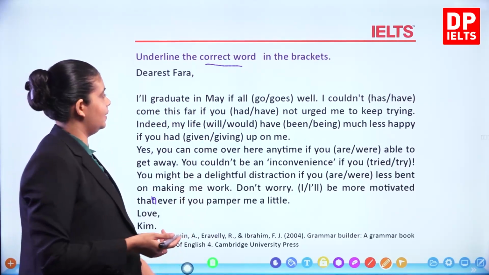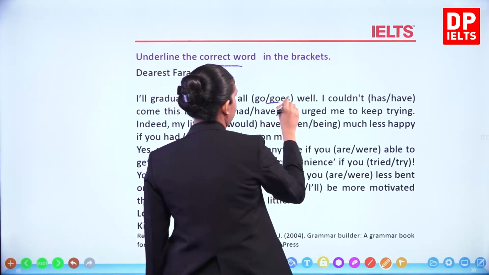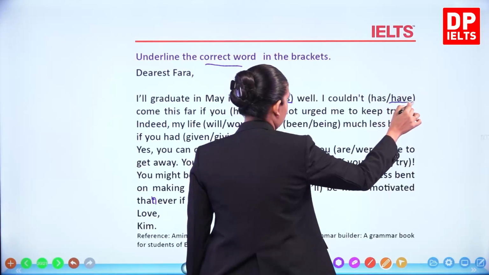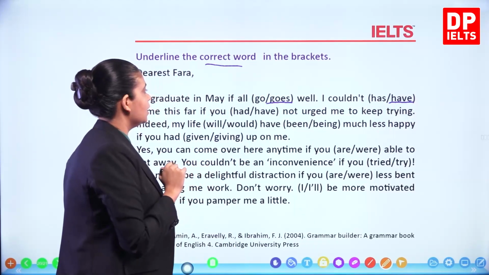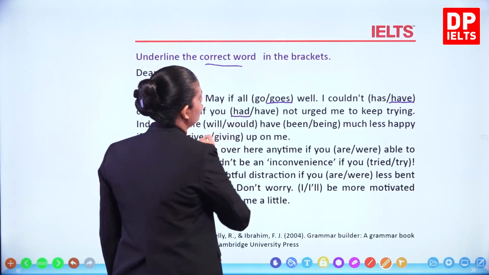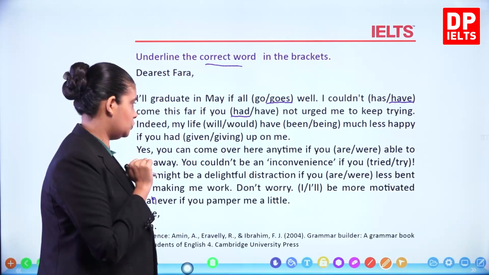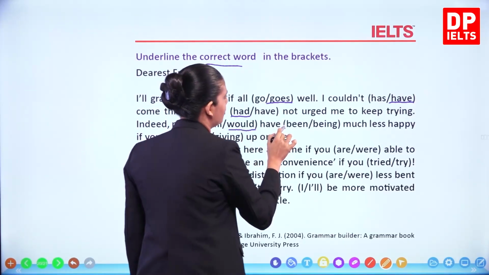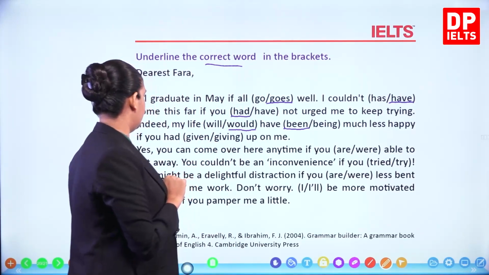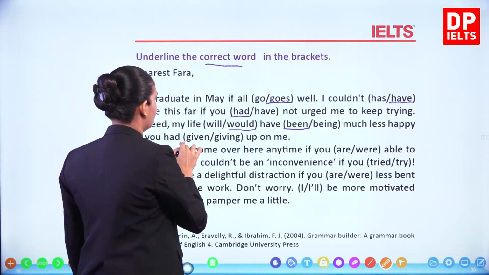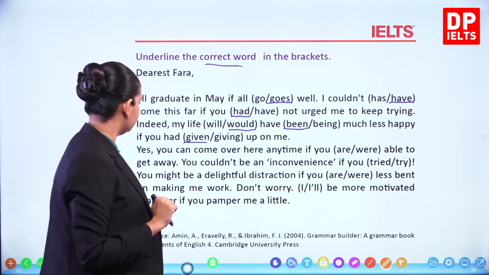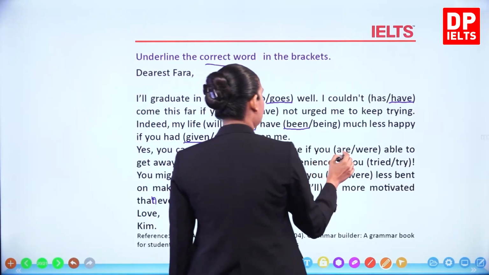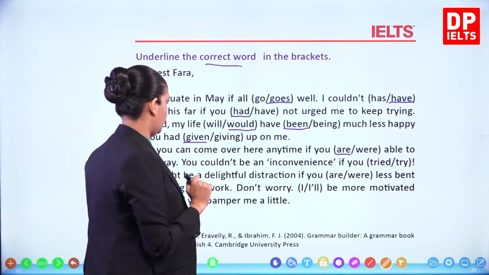I'll graduate in May if all goes well. I couldn't have come this far if you had not urged me to keep trying. Indeed, my life would have been much less happy if you had given up on me. Yes, you can come over here anytime if you are able to get away.